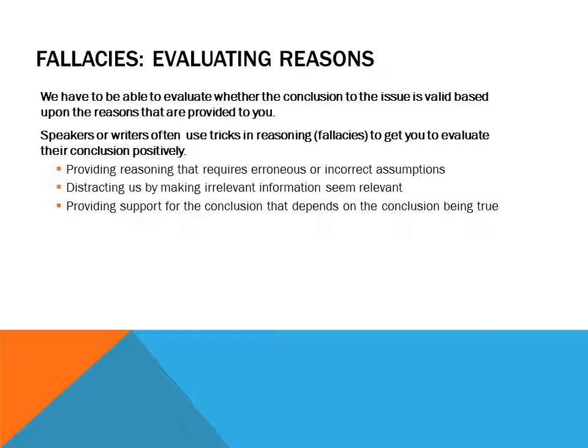It's very common for fallacies or tricks in reasoning to be employed, though, so we're going to spend some time discussing these tricks and how they distort our perceptions of conclusions. Your authors give some very good examples of the three most common types of fallacies in general, which include providing reasoning that requires erroneous or incorrect assumptions, thus making it irrelevant to the conclusion, distracting us by making information seem relevant to the conclusion when it really isn't, and by providing support for the conclusion that depends on the conclusion already being true.